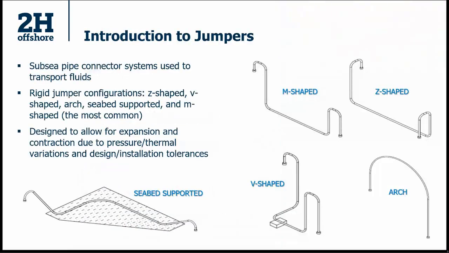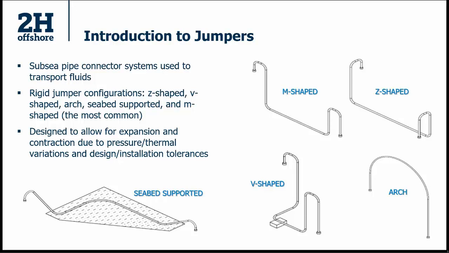Okay, so jumpers. Jumpers are basically short-length pipe connection systems which are used to connect different elements of your subsea architecture. So you can have jumpers which are connecting your wellhead to a manifold or your pipeline to a manifold. You also have jumpers which connect hybrid risers to another subsea architecture like a manifold or a pipeline. So basically they're used for transporting fluids between these subsea architectures.